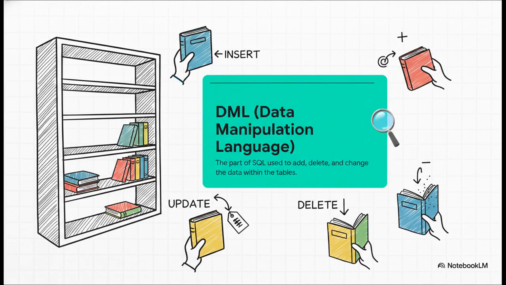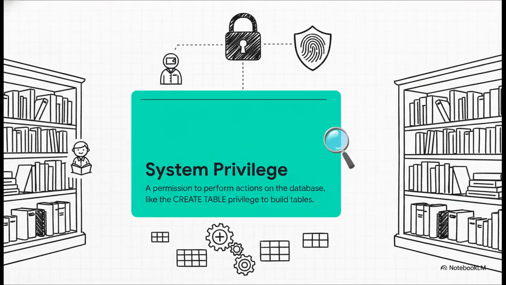Then the second category is DML, or Data Manipulation Language. Now, if DDL builds the bookshelves, DML is what actually puts the books on them. These are commands like insert to add a new book, update to change its price, or delete to remove it from the shelf. And finally, of course, this whole world needs rules.